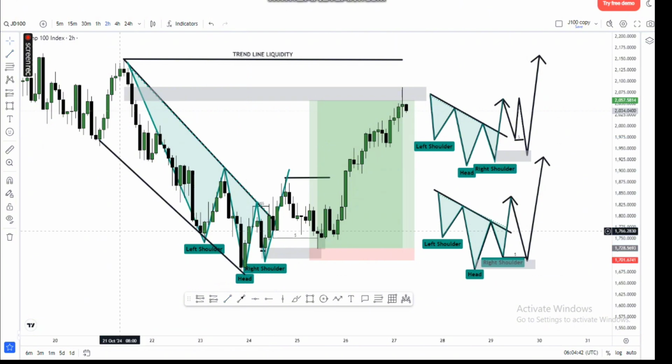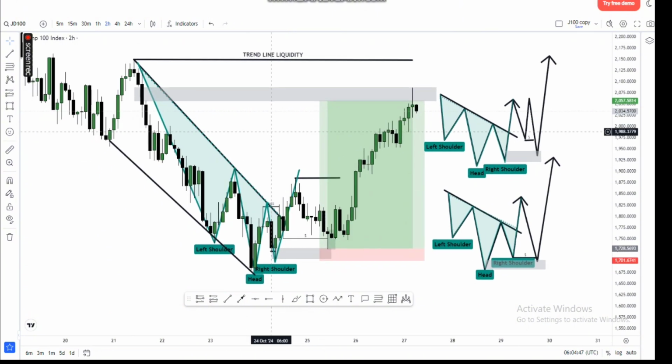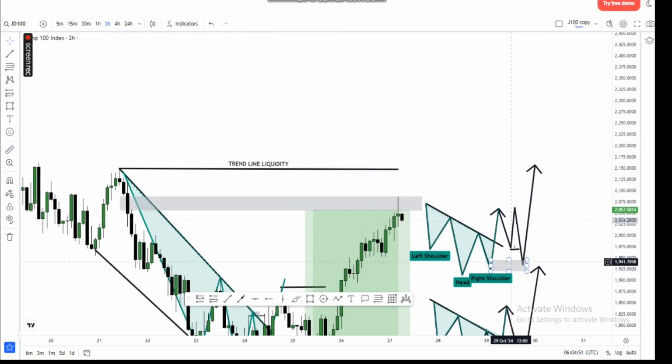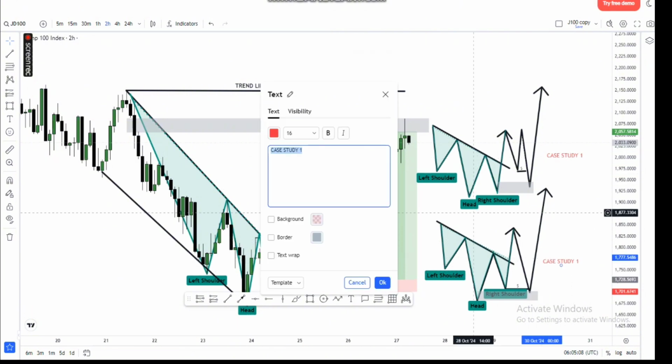Okay, guys, so quickly let me show you, traders, this second scenario. So this is case study 1, please guys take note of that. Case study 1, and this now becomes our case study 2. So let's look at examples for case study number 2, okay.